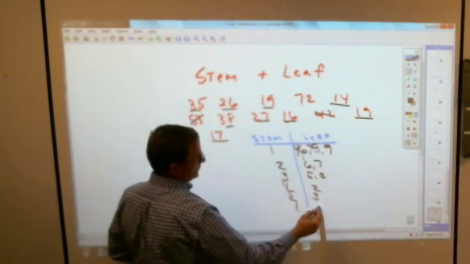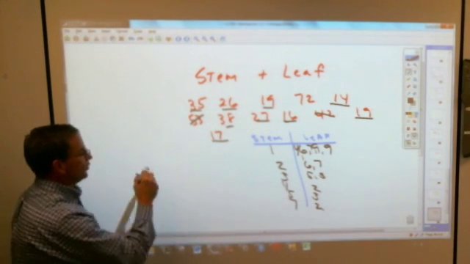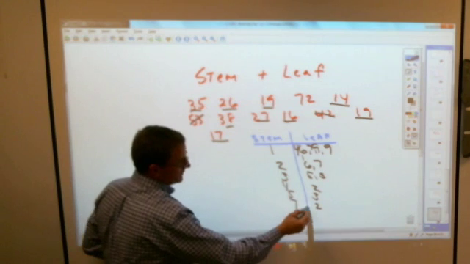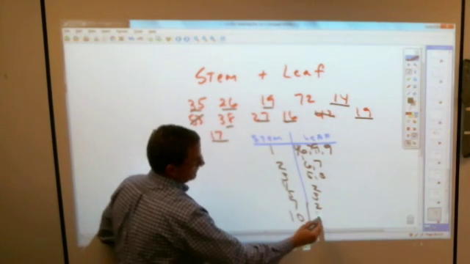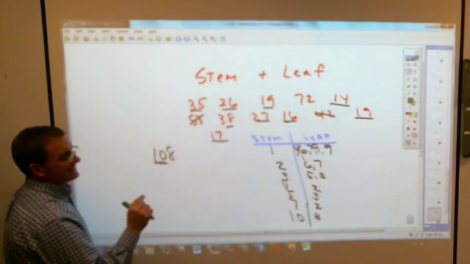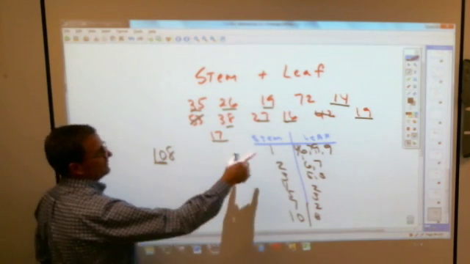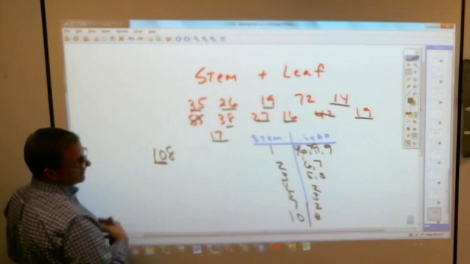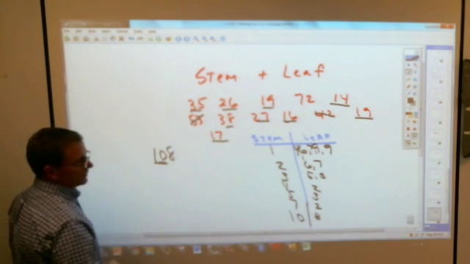If it was 108, then your stem is a 10. You would put a 10 there, and the leaf is 8. The leaf always is a single digit. Your stem can be any number of digits, based on what digits come in front of that. But it's just a quick way to organize it so that you can see.